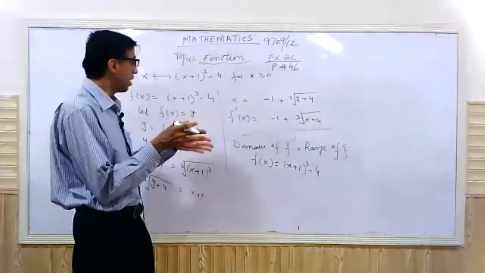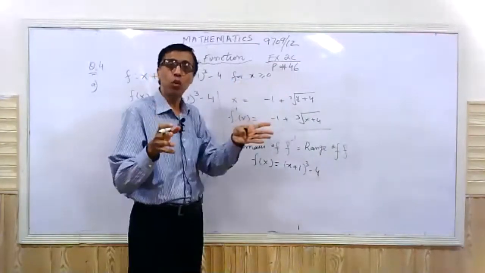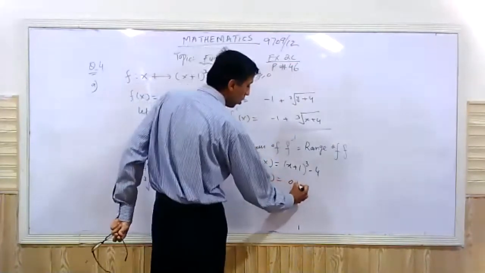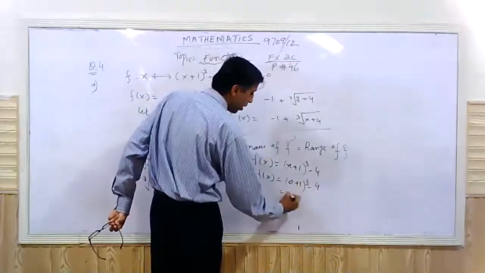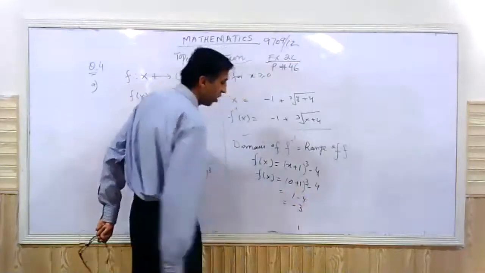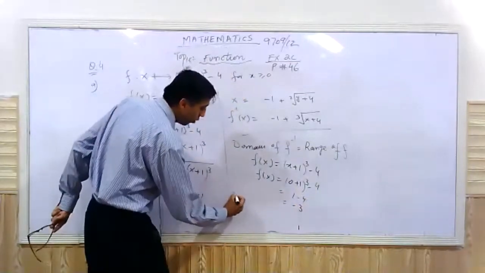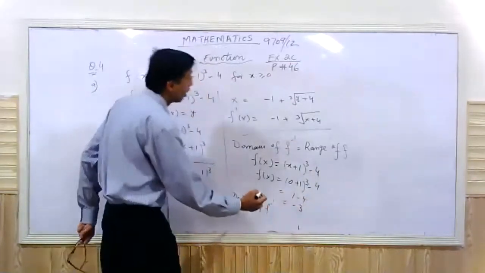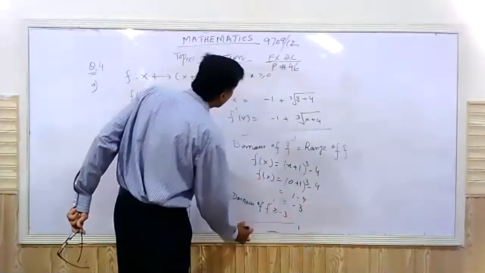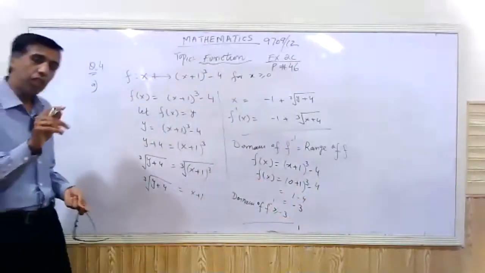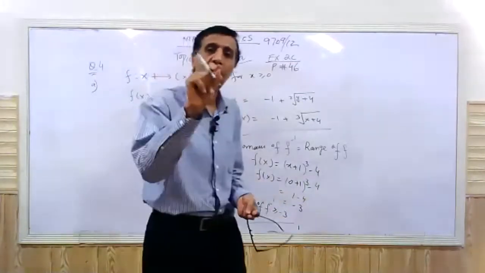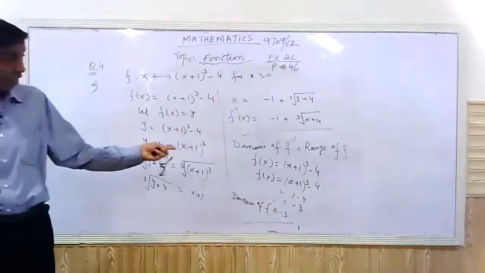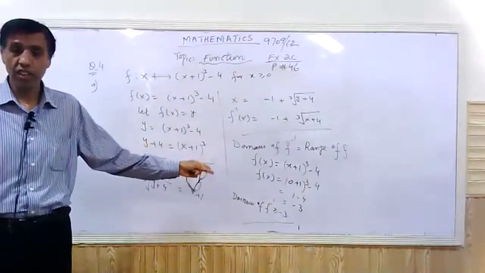Now, in this case, my domain is greater than or equal to 0. So I will keep x as 0 here. 1 minus 4 is minus 3. So the answer overall, we will write: domain of f inverse is greater than or equal to minus 3. It means the curve will take the turn at minus 3. It's a cubic curve, so that's why it takes the turn at minus 3.